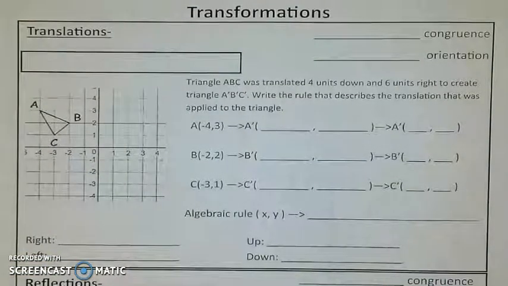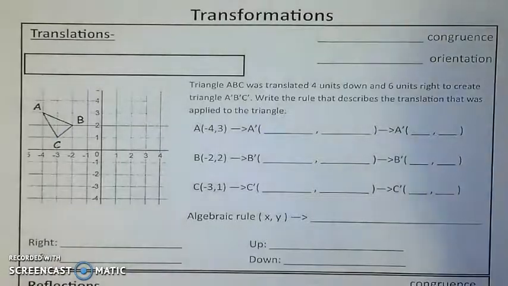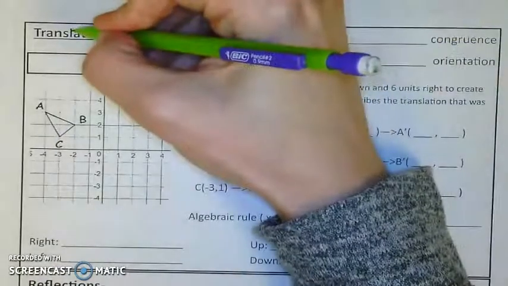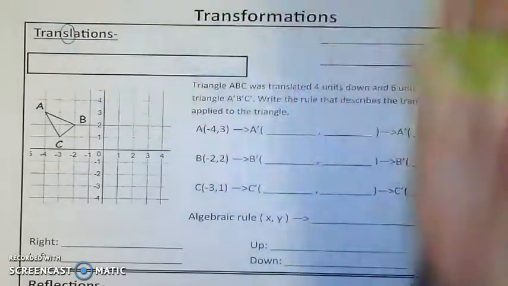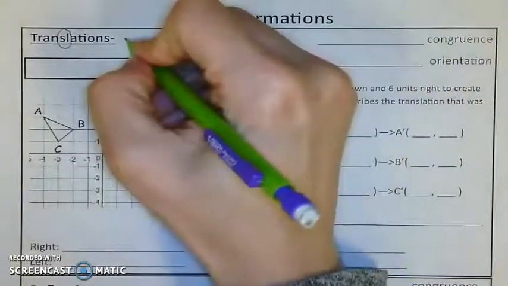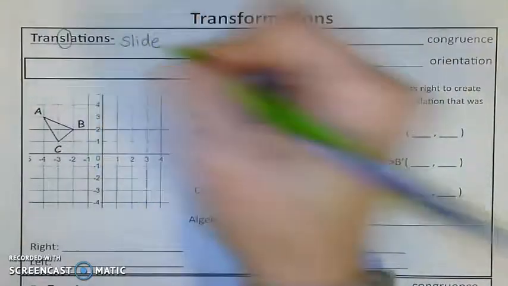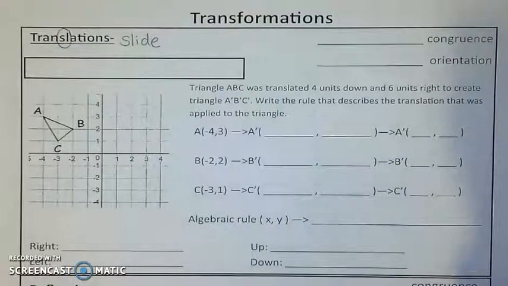The first type of transformation that we're going to start with is a translation. Inside the word translation, you'll notice this SL. This is just a cute little reminder that translations slide. They're going to take shapes and slide them up, down, left, and right around the page.